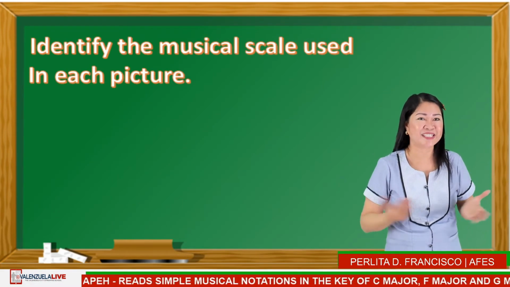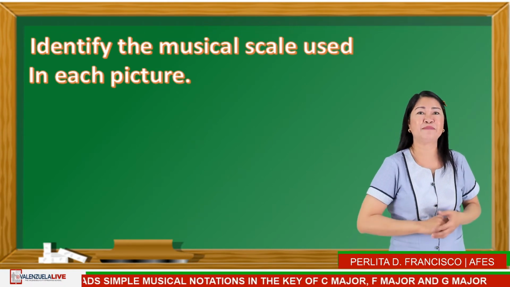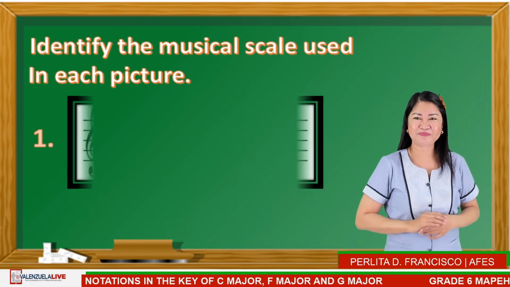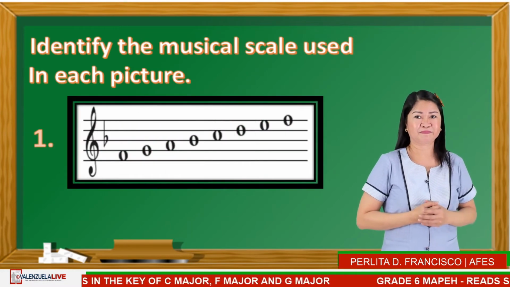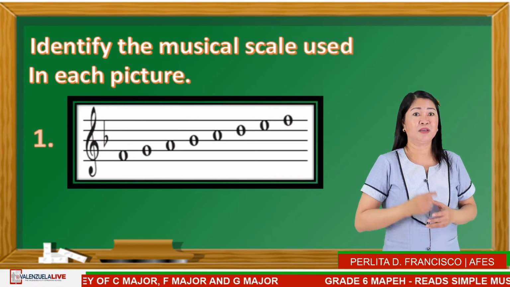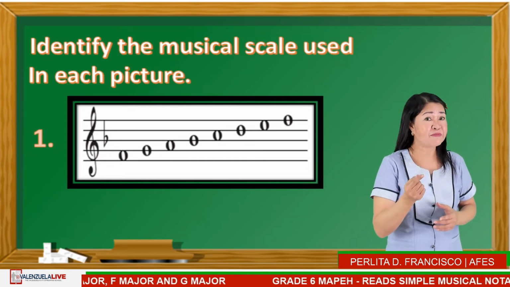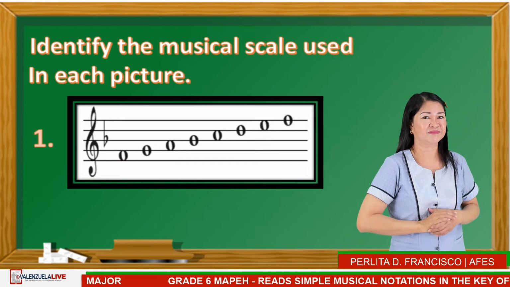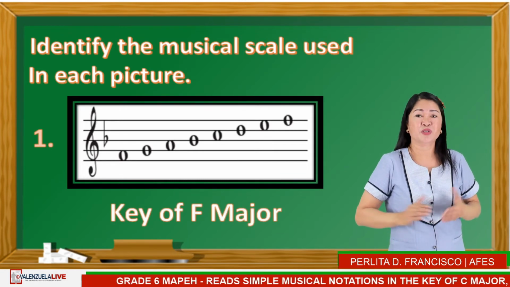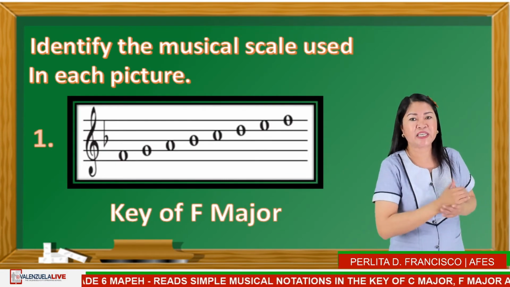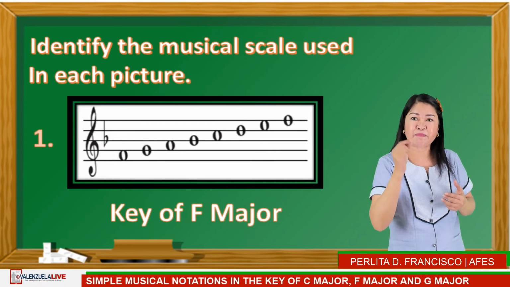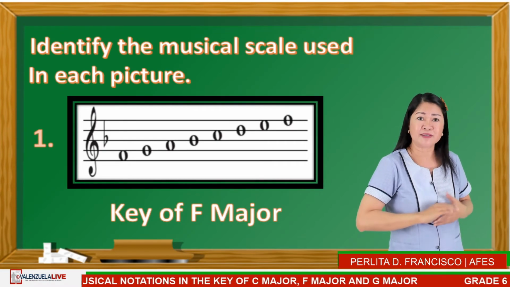So let us have an activity. Identify the musical scale used in each picture. Number 1, don't forget, you can type your answer in our chat box. So what is the answer? Very good. Key of F major, because it has a flat placed on the third line of the staff.